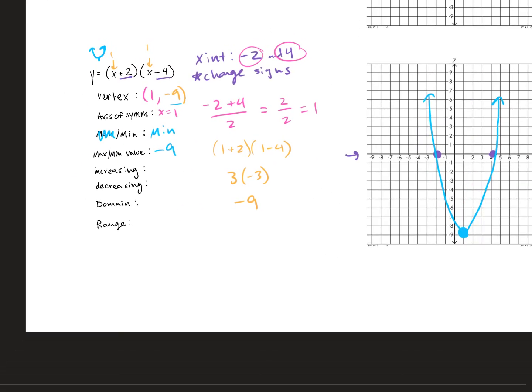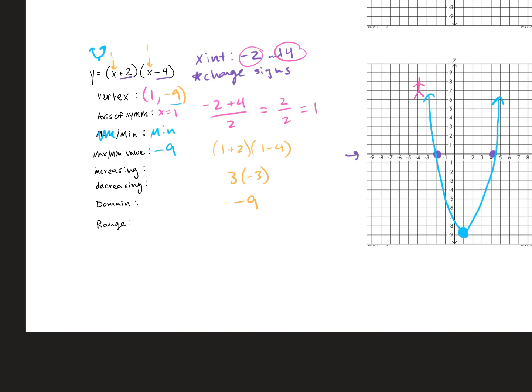And then increasing and decreasing. I start at the left. Would I be walking uphill or downhill? Walk down, so I'm decreasing on the left, increasing on the right. What's my domain? All real numbers.